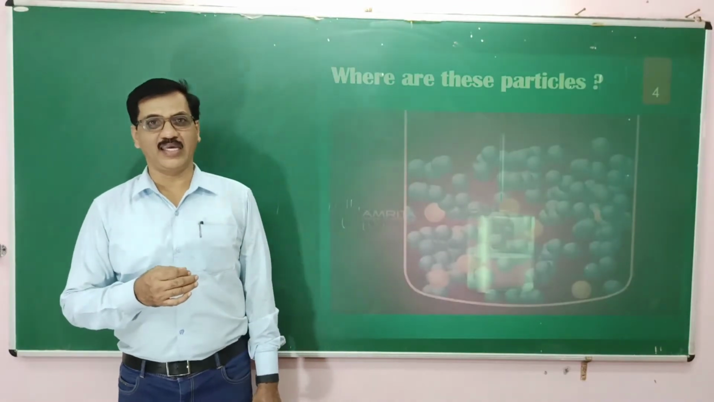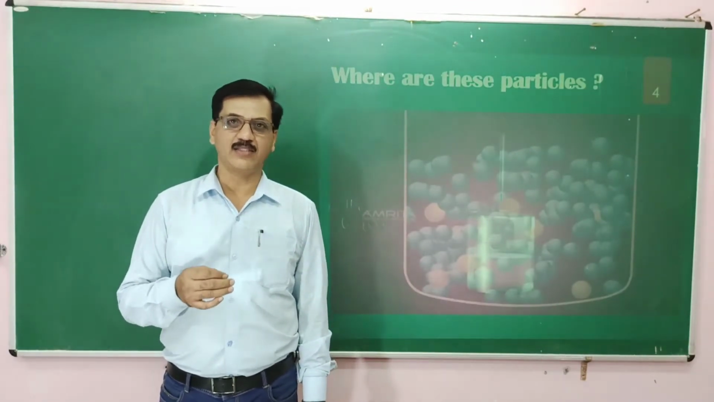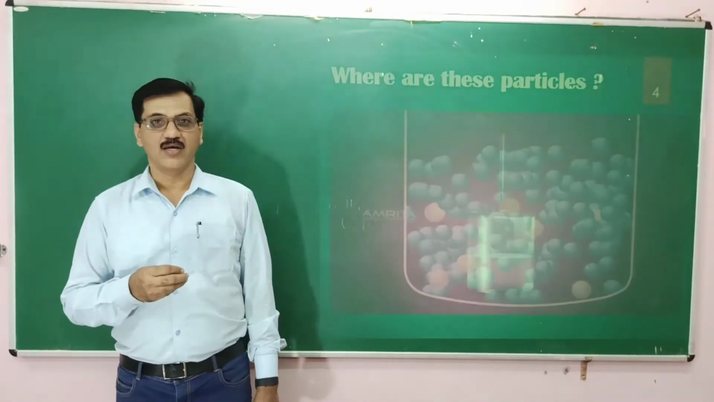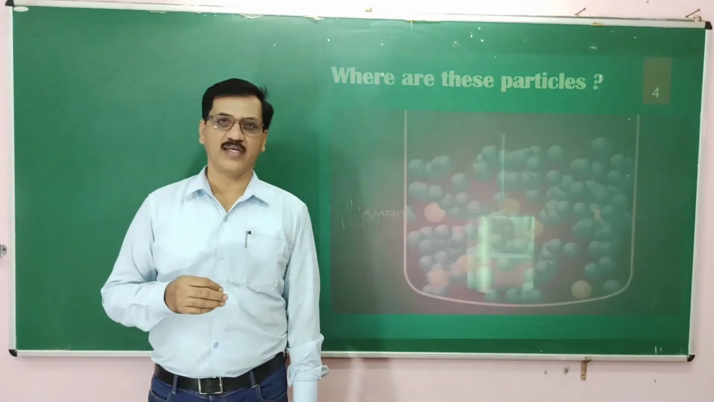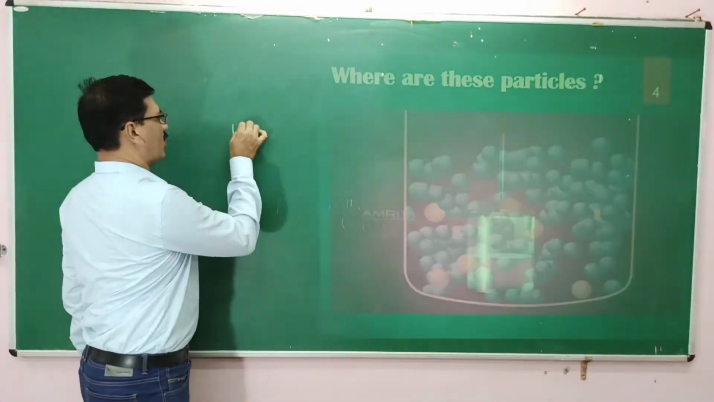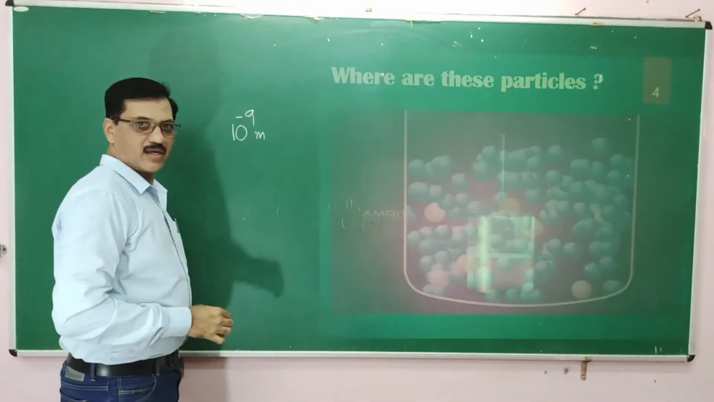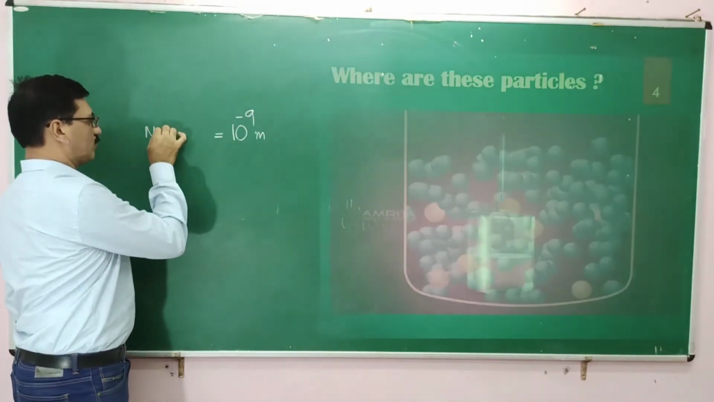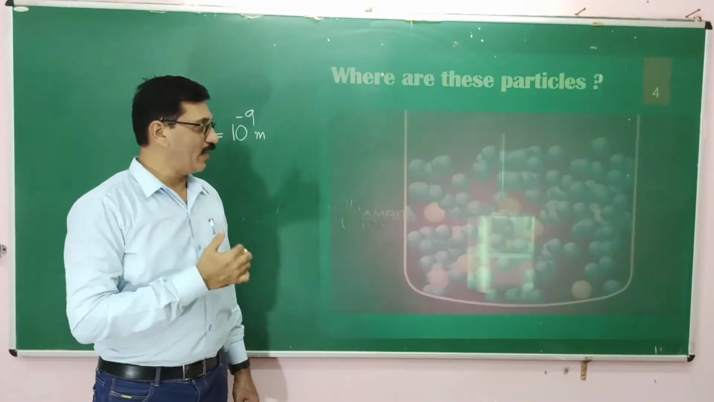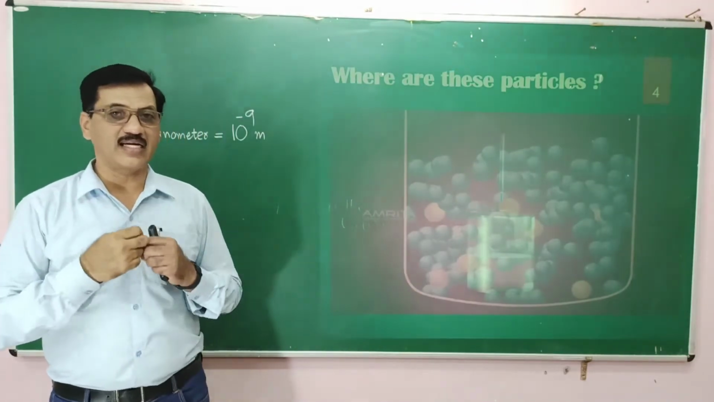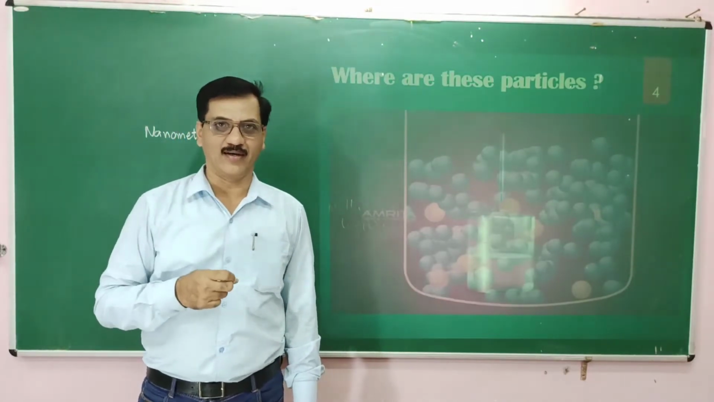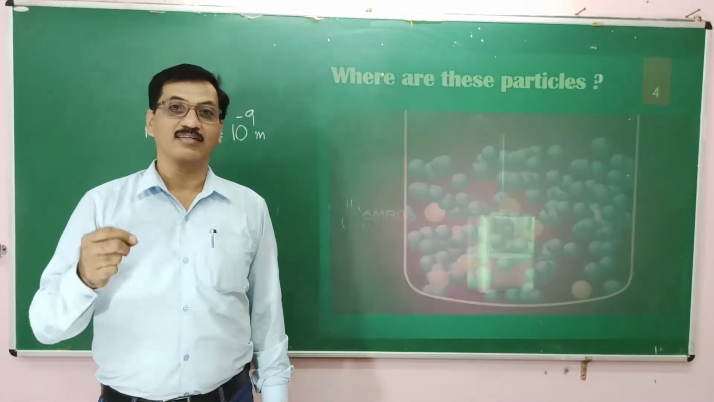And why can we not see the sugar particles? It is because the particles of sugar are segregated. That means particles of matter are very tiny. They are of the order of 10 to the power minus 9 meter, and this is called a nanometer. So they are of nanometer size. Therefore, when the particles get segregated, we cannot see them at all. So when sugar is dissolved in water, we cannot see the sugar particles.